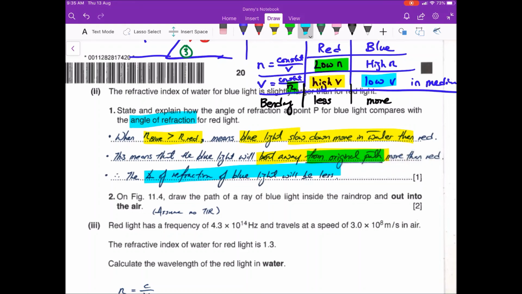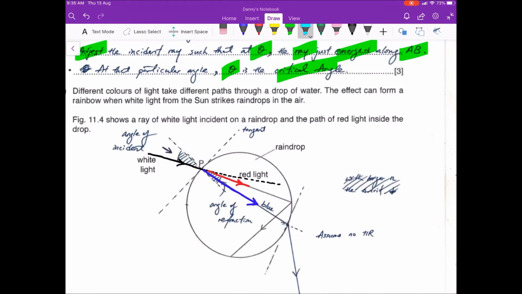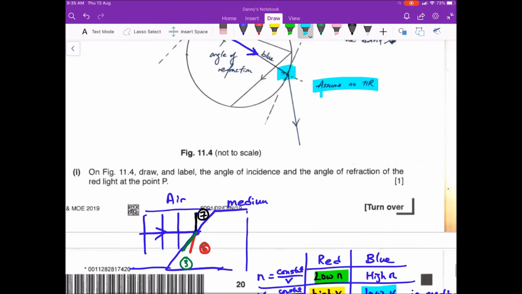Okay, then after that you need to draw. So I'm assuming no total internal reflection, so I'm just assuming it will get out, because I don't want to calculate all these things. So I just assume, and then I just write down that it gets out. The red I think is drawn for you already. So you go here, you will have a much smaller angle of incidence here, so I assume no TIR and it goes up.